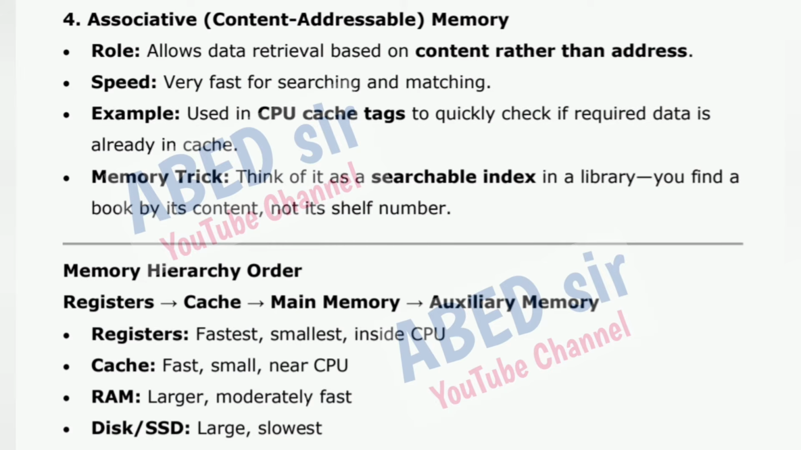Memory hierarchy order: registers, cache, main memory, auxiliary memory. Registers: fastest, smallest, inside the CPU. Cache: fast, small, near the CPU. RAM: larger, moderately fast. Disk or SSD: large, slowest.